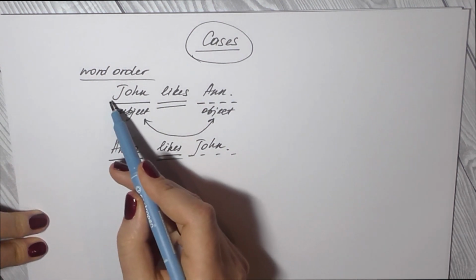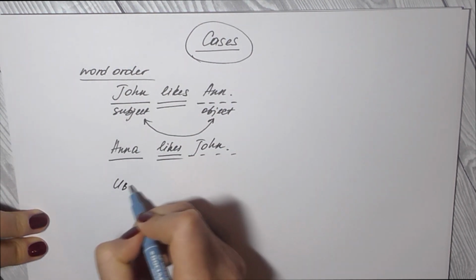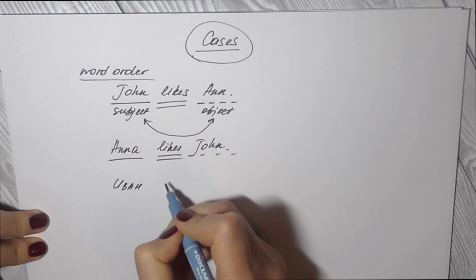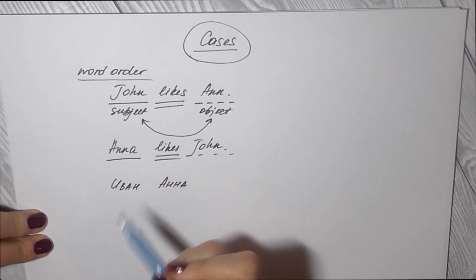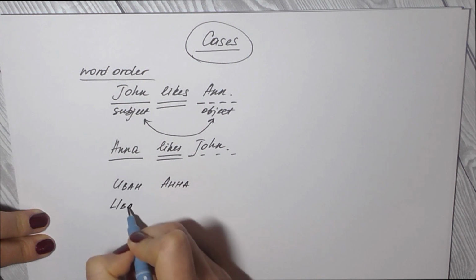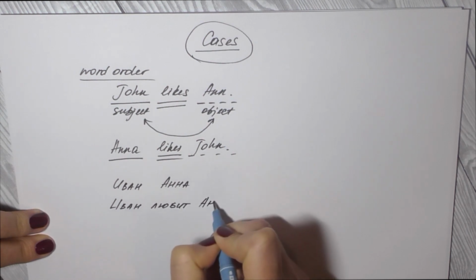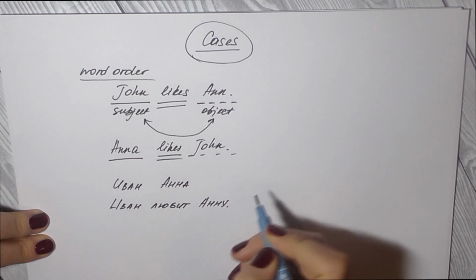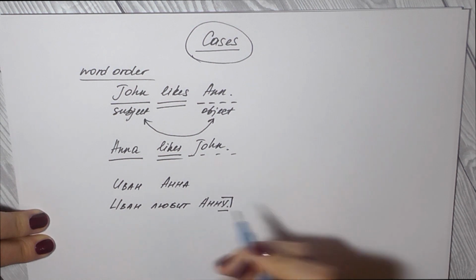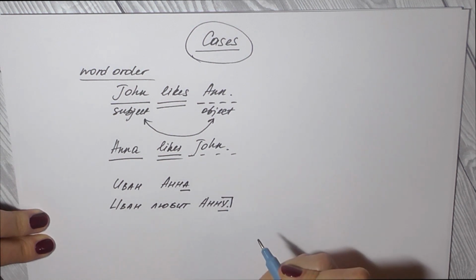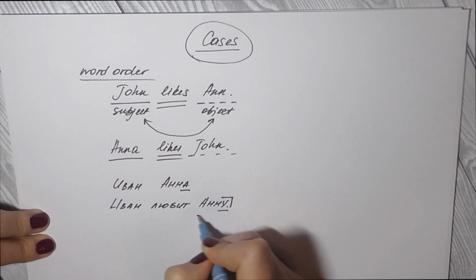Let's take the same sentence. John likes Anne. So in Russian, John is Ivan, a Russian name, and Anne is Anna. Let's say that John likes Anne. It will sound like this. Иван любит Анну. So, as you see, the ending of her name has changed. Now it's not A, but U. And that's why we know that this is the object of the sentence.